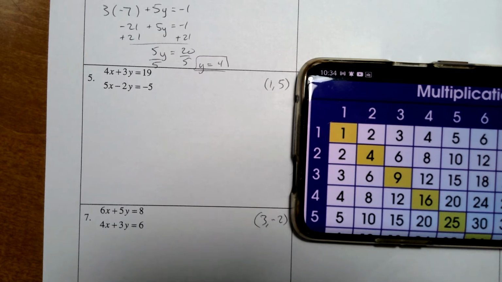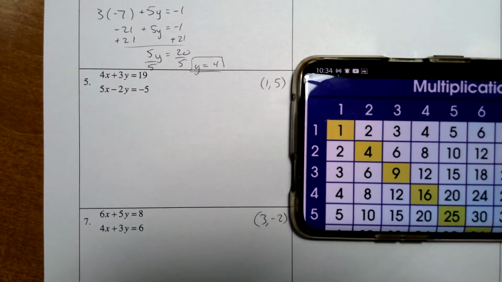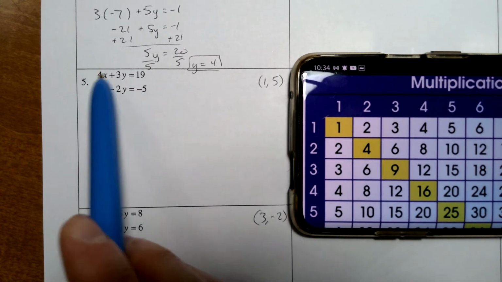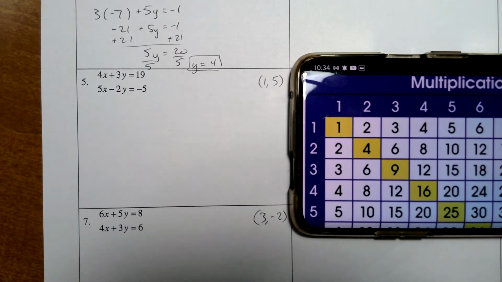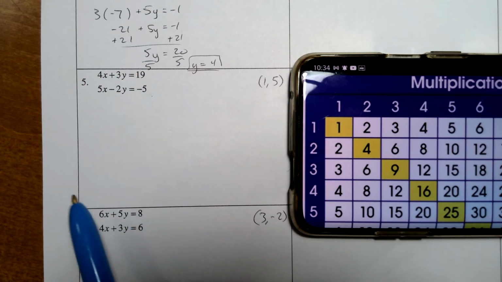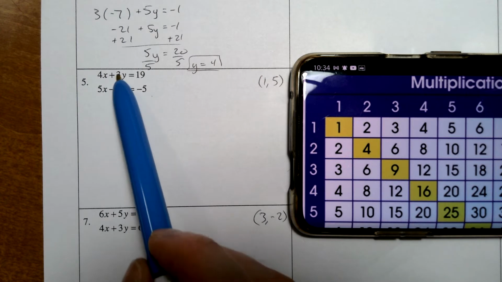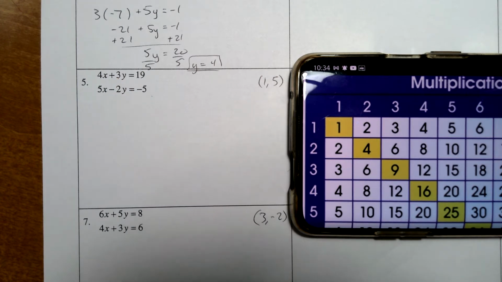Number 5 is a very standard example. I have small numbers. It is already set up. x, y equals number, x, y equals number. So they're lined up, but they're not exactly the same and opposite numbers. So I'm going to need to multiply both to get the same and opposite numbers.